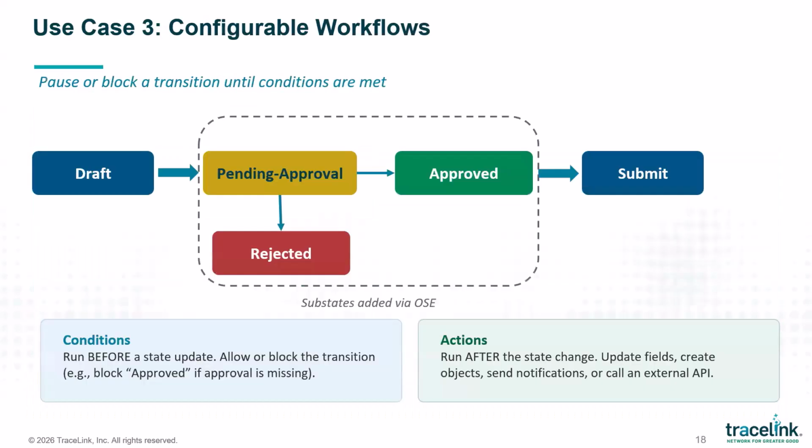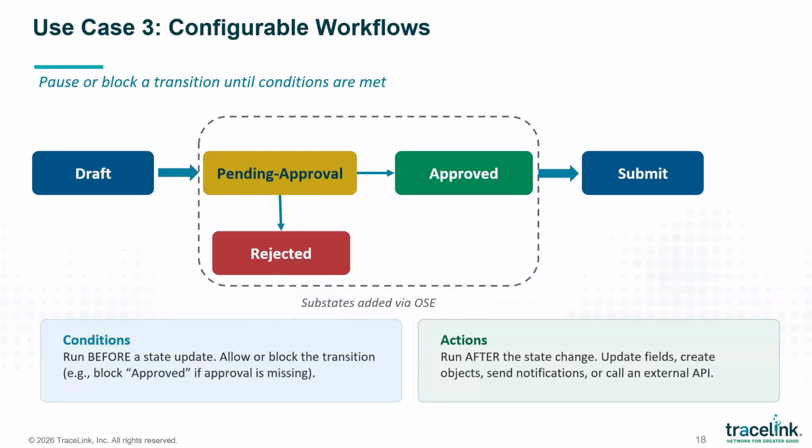Imagine a purchase order is created in Mint. If a purchase order value is above $10,000, the business may not want it to move forward automatically. Instead, it should pause at pending approval. If approval is provided, the PO moves to approved. If approval is denied, it moves to rejected.